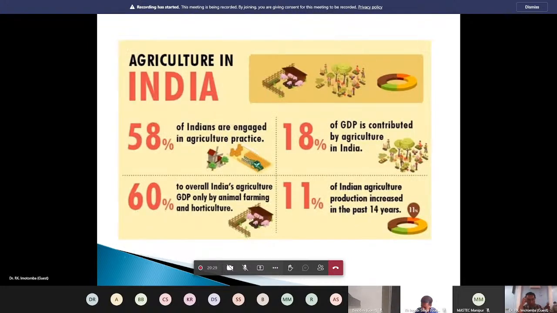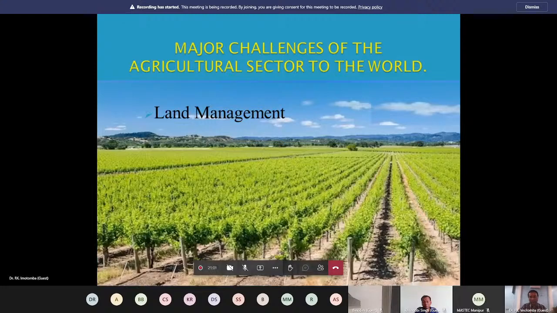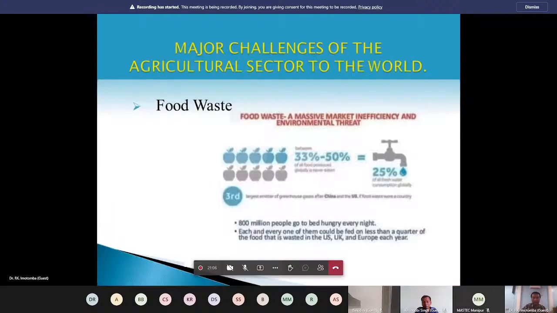So let us come to the agricultural scenario of the country. 18% of the GDP of the country is contributed by agriculture, and 58 to 60% of the agricultural practice is contributed by our Indians. So we need to use different latest technologies in the agriculture sector, in land management, and to check the food waste.